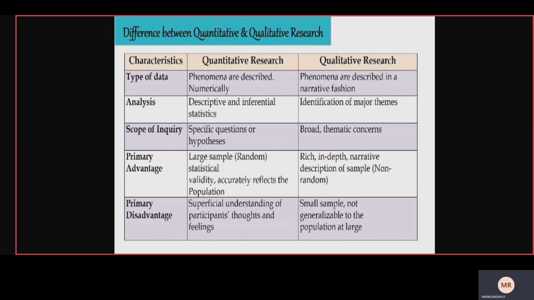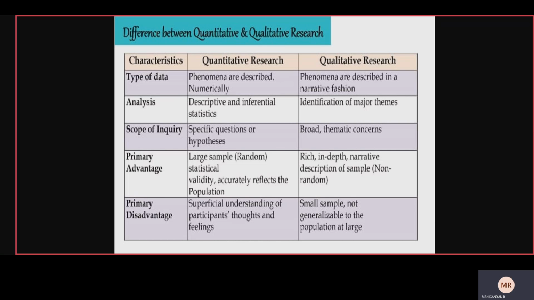And an identification of major themes. Here, what is the main important content you are going to use? This one, the scope of the inquiry: the specific questions or hypotheses. The specific questions means the research question you are going to ask. And qualitative research means the broad thematic concerns, because the literature review is very high for that.